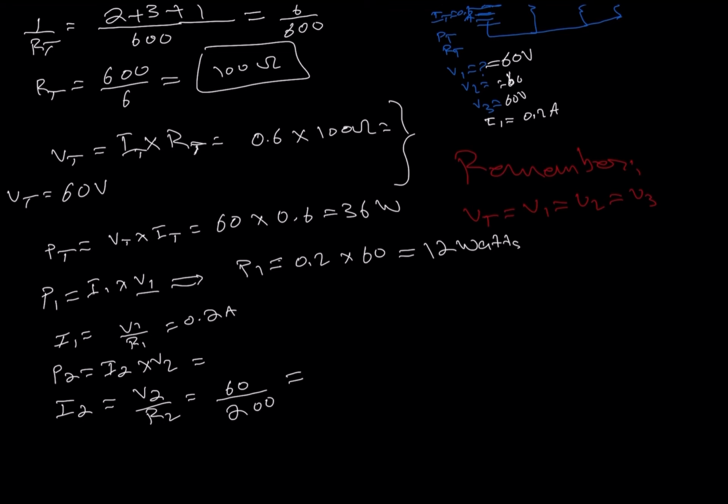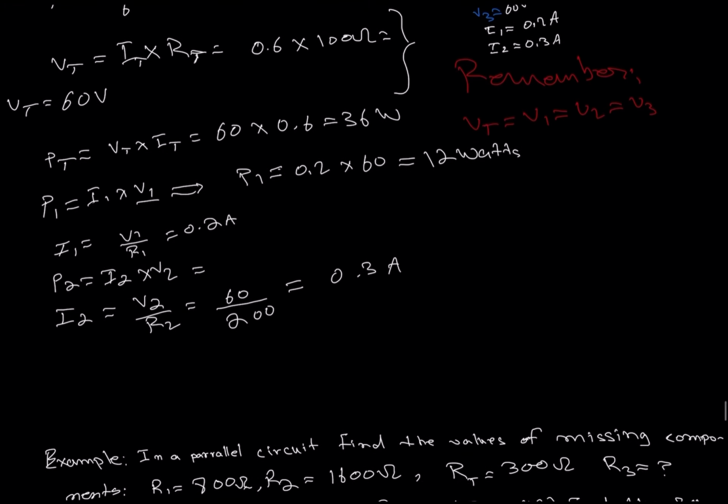$60 divided by 200 will give me 0.3 amp. So I2 is 0.3 amp. Now we can use the P2 formula to find the total power in resistor number 2. That will be 0.3 times 60, which is 18 watts.